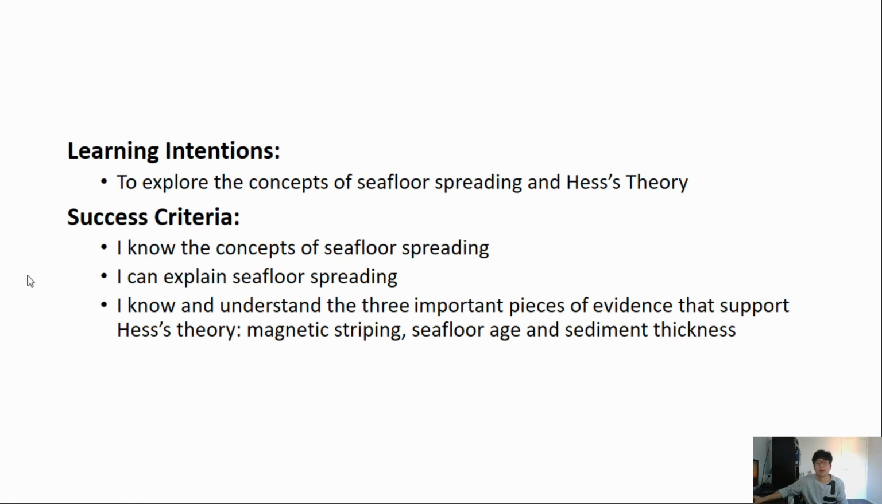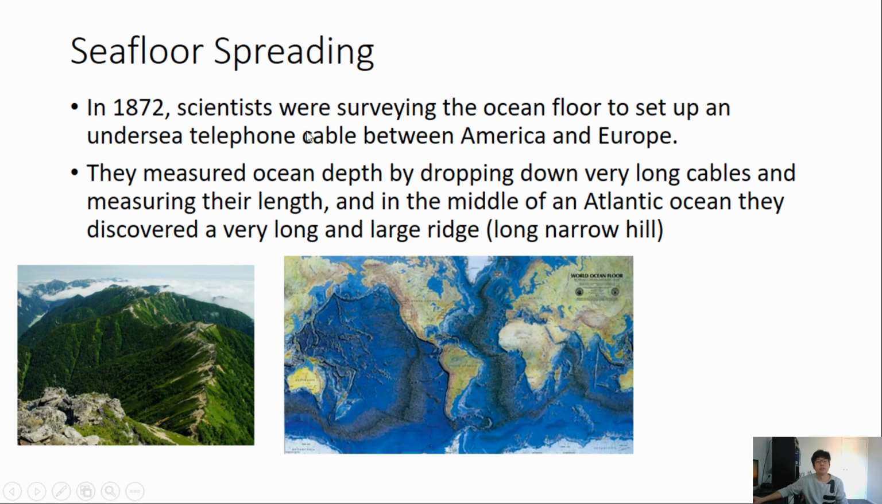Alright, let's start with how the theory of seafloor spreading came about. In 1872, scientists were surveying the ocean floor to set up an undersea telephone cable between America and Europe. They measured the ocean depth by dropping down very long cables and measuring the length. In the middle of the Atlantic Ocean, they discovered a very long and large ridge, which is a long narrow hill. We have an example of a ridge here, so that middle part will be known as a ridge. So they found this stuff in the ocean as well.